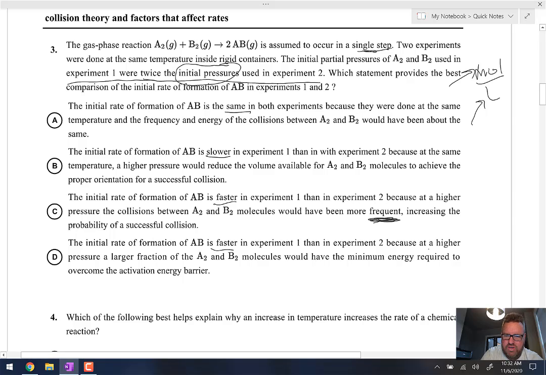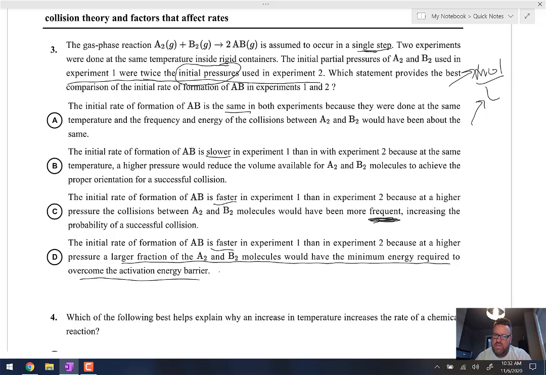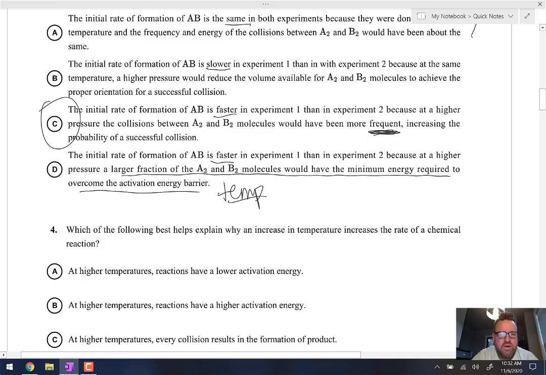And then in answer D, at a higher pressure, a larger fraction of the molecules would have the minimum energy. Again, basically it's saying that you're giving the molecules more energy. If you increase the temperature, D would be correct, but you haven't changed the temperature. Raising the temperature would give a larger fraction of the molecules. This is 100% referring to temperature, and that is not correct. So C absolutely is the correct response there.